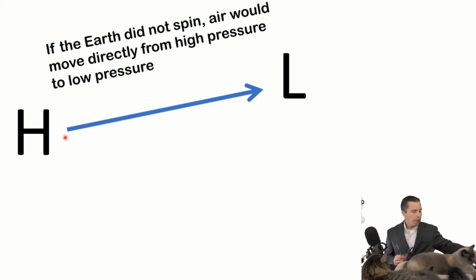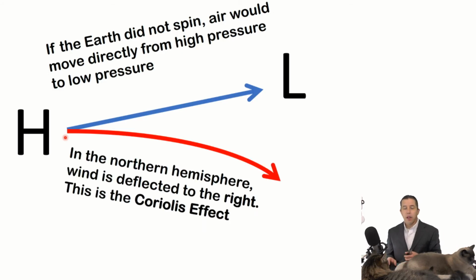What we observe is that winds in the northern hemisphere are deflected to the right. So the wind's trying to move from high to low, but it can't ever get there because it's always being moved to the right, and it ends up going in a big circle around the high in a clockwise fashion in the northern hemisphere or counterclockwise in the southern hemisphere.